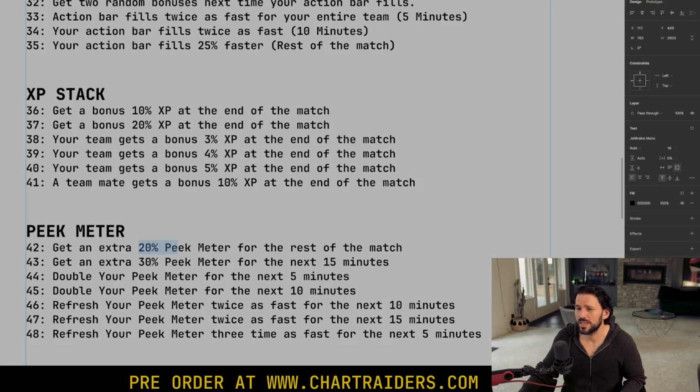Get an extra 20% peak meter for the rest of this match, 30% for the next 15 minutes, double your peak meter for 5 minutes, double it for 10 minutes, refresh your peak meter twice as fast for the next 10 minutes, 15 minutes, 3 times as fast for the next 5 minutes. And again, another one where the double action bar might end up inadvertently triggering 2 of these, and you've got some pretty powerful peak meter bonuses.